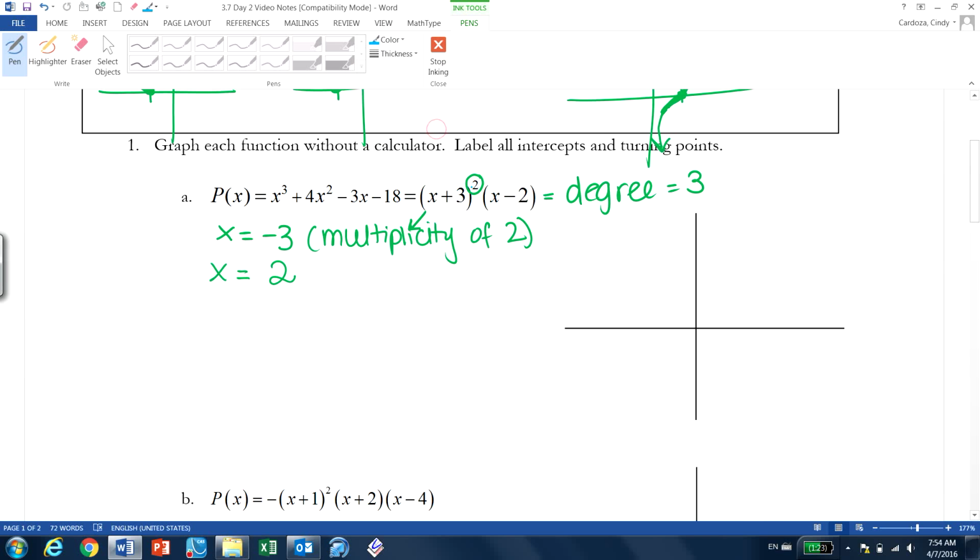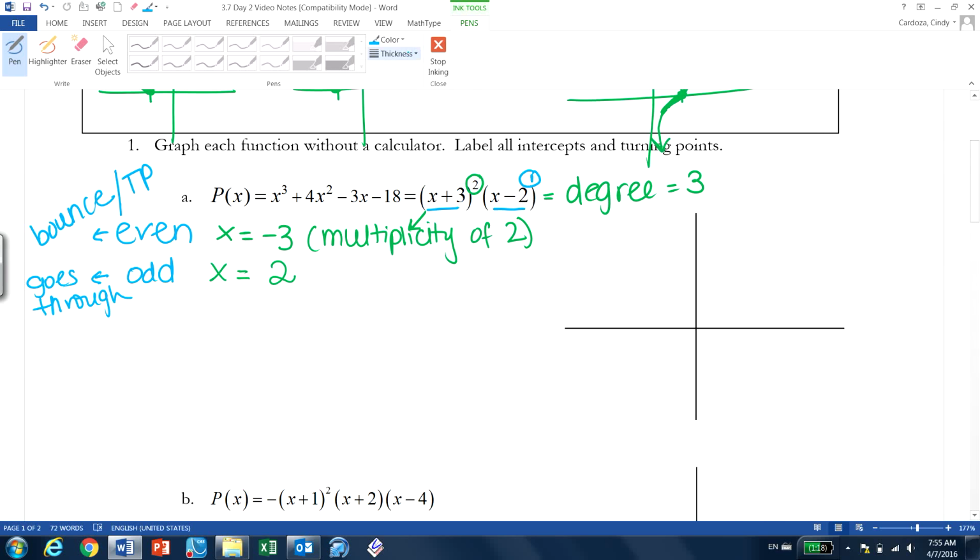Now, because this has a multiplicity of 2, this has an even multiplicity, which means I'm going to bounce, we're going to have a turning point at x equals -3. Because x equals 2 only happens once, and the number 1 is odd, this has an odd multiplicity, which means this is going to go straight through. Okay, so once again, multiplicity is the exponent that each factor is raised to. This is really x minus 2 to the first. That's why this is odd. This is x plus 3 squared, which is why this one's even. Okay, my degree is still 3. The multiplicity doesn't affect my degree.